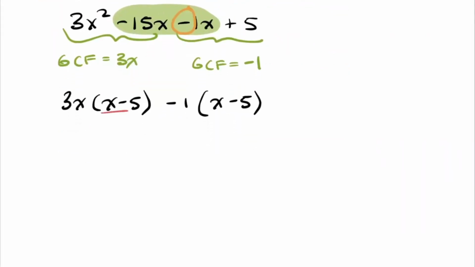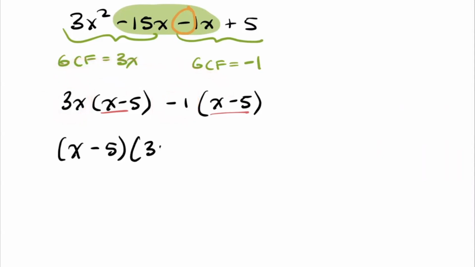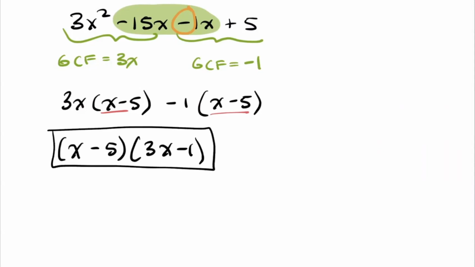Okay, now the x minus 5 is the overall GCF of our entire expression, so that gets its own set of parentheses. We factor it out in the front. And then in the second factor, we'll have 3x minus 1. Okay, and there is our factorization.